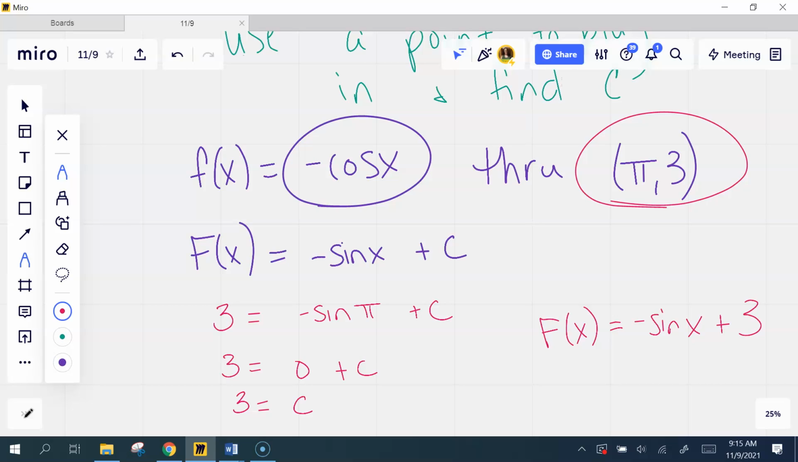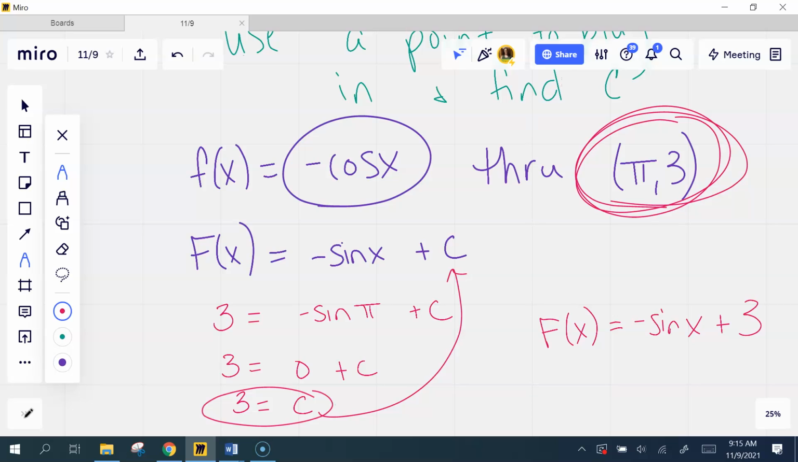How do we know to plug that 3 in? I solved it for C, so I put that back in my general antiderivative. They gave me this point, so this is my X and this is my Y. I plug this in for X and I plug that in for Y and I solve it for C.